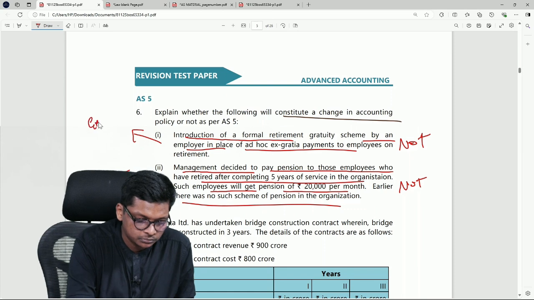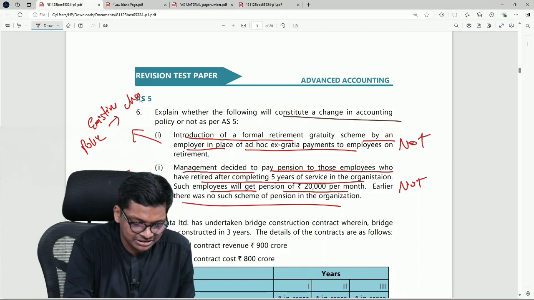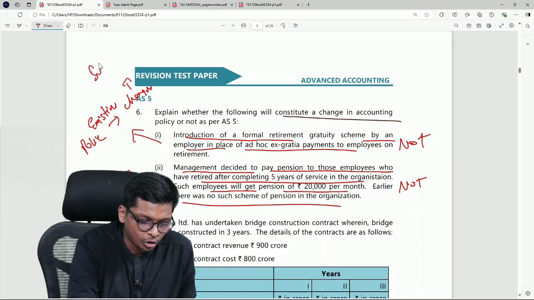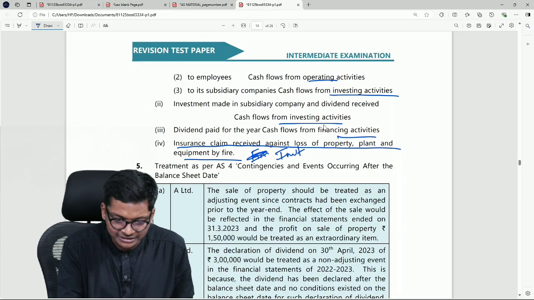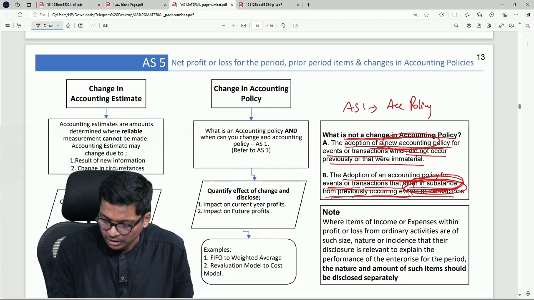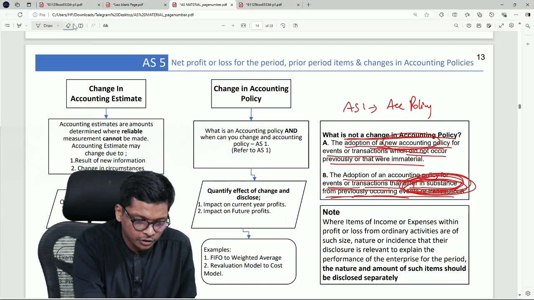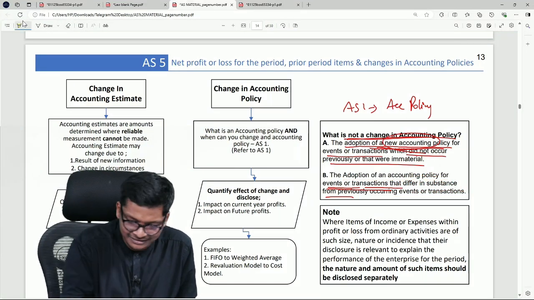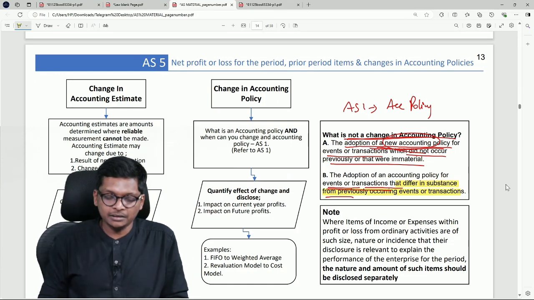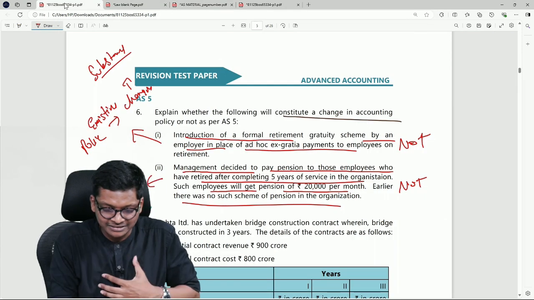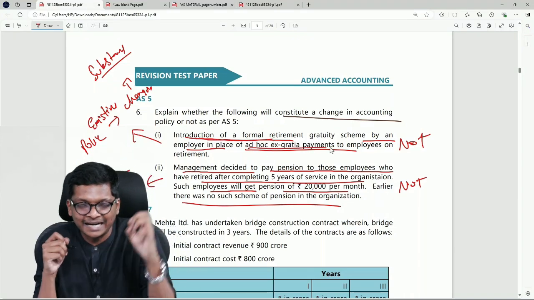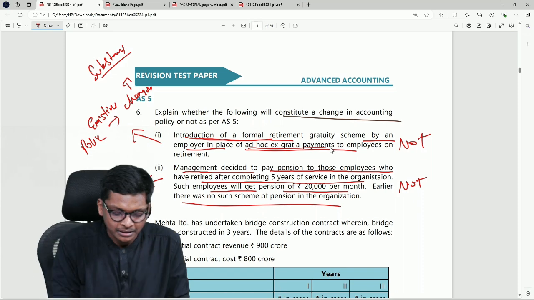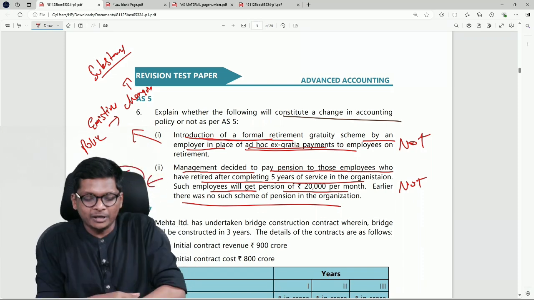Here, existing policy is changing in whole substance. Look at this. In whole substance you are changing. So, differ in substance. If the whole thing is differing in substance, then this point is covered over here. Look at this, guys. Bringing a formal plan instead of paying ad hoc. Ad hoc means randomly giving, now formal plan. In second one, completely new policy is introduced.